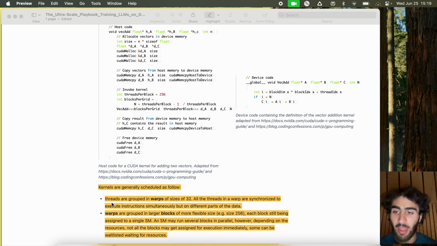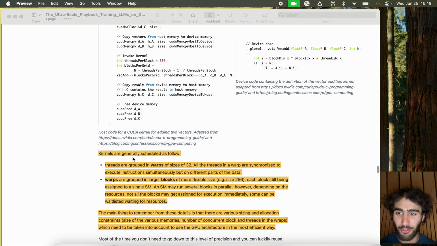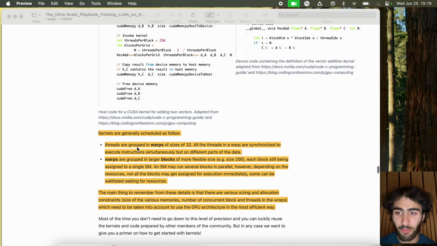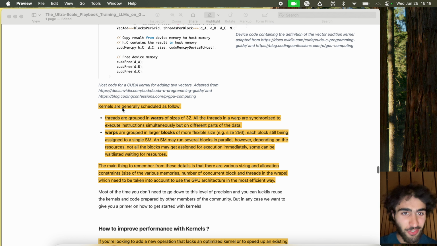And then we have our answer, and we have to free our memory afterwards because there's no garbage collector in C. So you have to do this on your own. Of course, this gives a lot of ability to customize, like I said, but ability also to screw things up. And kernels are generally scheduled as follows.